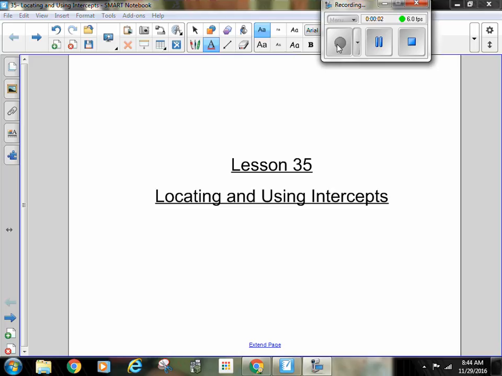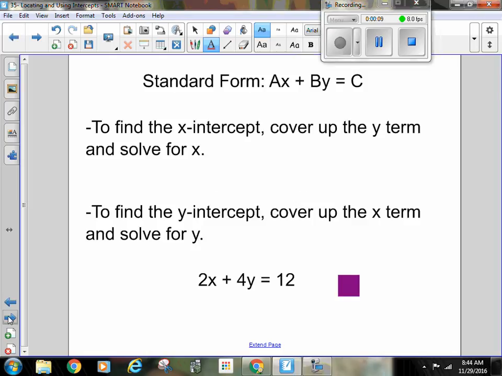Okay, ladies and gentlemen, lesson 35 today is on locating and using intercepts. And so we're talking about graphs. All right, so the new form to look at today is standard form, which is ax plus by equals c.